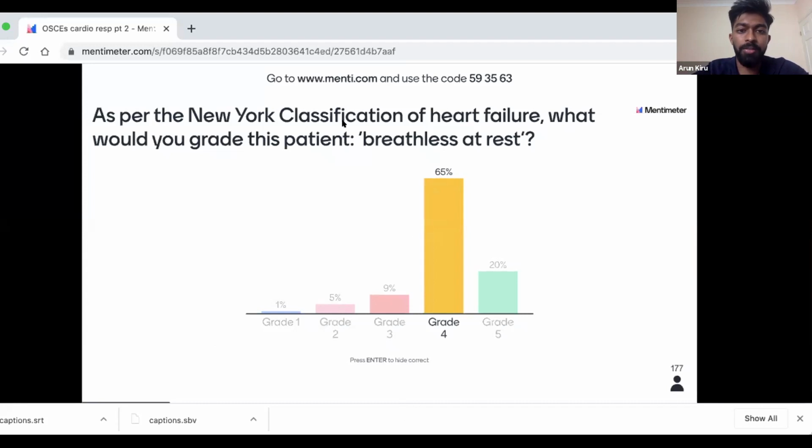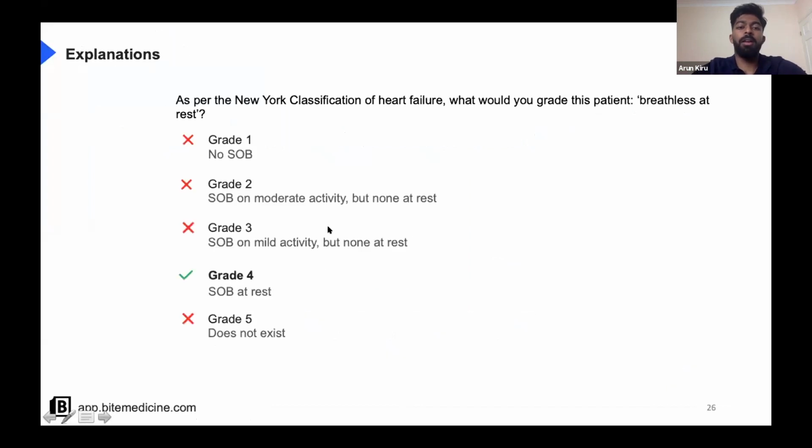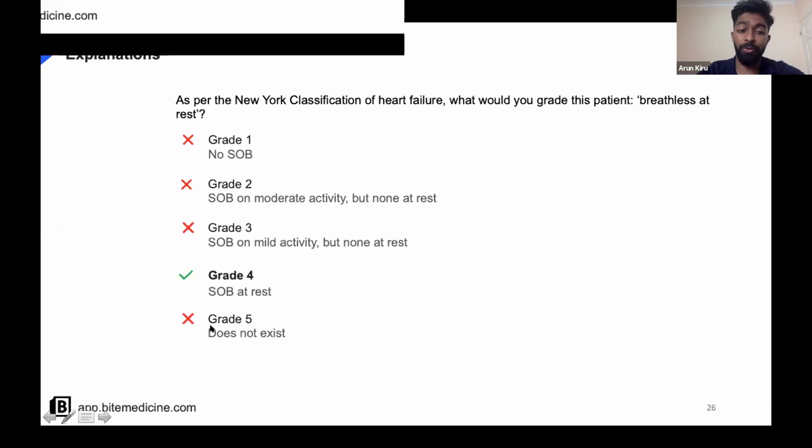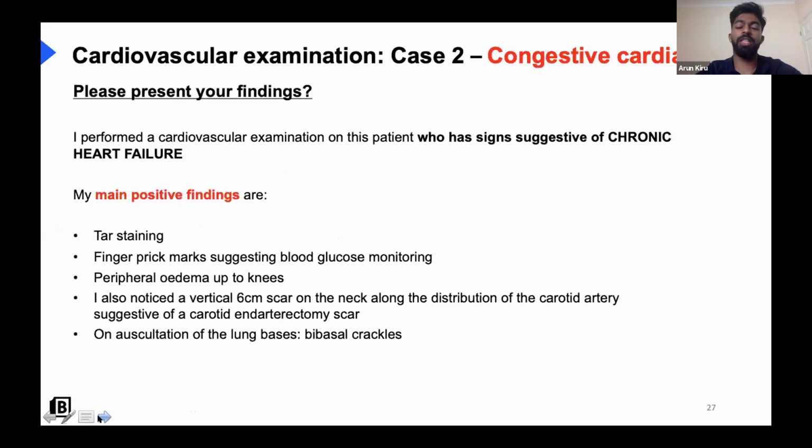So if we go to the explanation, here we go. Basically, there's 4 grades to the New York classification of heart failure. Grade 1 is they're completely fine. They've got heart failure, but they're asymptomatic in terms of breathlessness. Grade 2, they've got shortness of breath on moderate activity, but nothing at rest. Grade 3, shortness of breath on mild activity, but not at rest. And grade 4 is the worst criteria. They're even breathless at rest. Grade 5 was a trick answer, which they could throw at you because there is no grade 5. Once you're short of breath at rest, there's not really more that you can go to symptomatically. So the correct answer, if someone's breathless at rest, is grade 4, according to the New York classification.